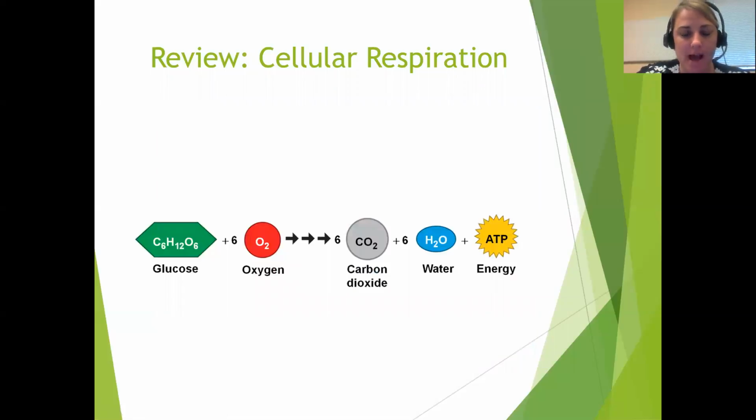So here is our reaction and our products. We start with glucose and oxygen. We go through cellular respiration, and we end up with carbon dioxide, water, and ATP, which remember is our energy currency, what we need to run our body.